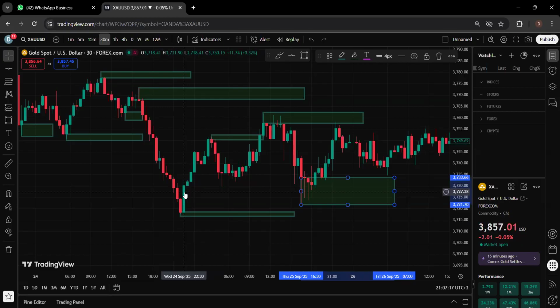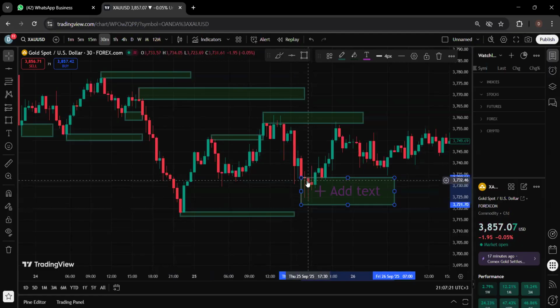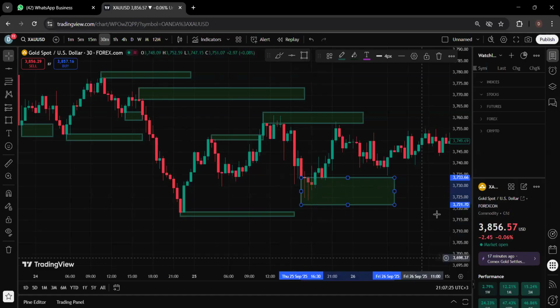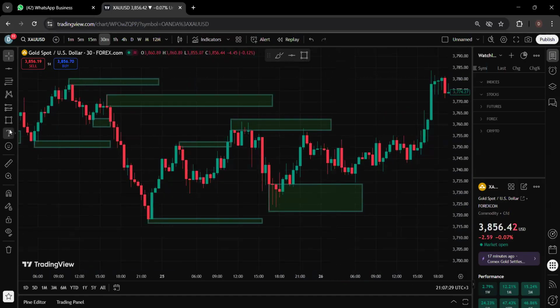Sometimes I'll talk about that when I'll be talking about liquidity in the next session. But for now, I need you just to identify your support. Just look at the wick first. I'll talk about that when I'll be talking about liquidity.